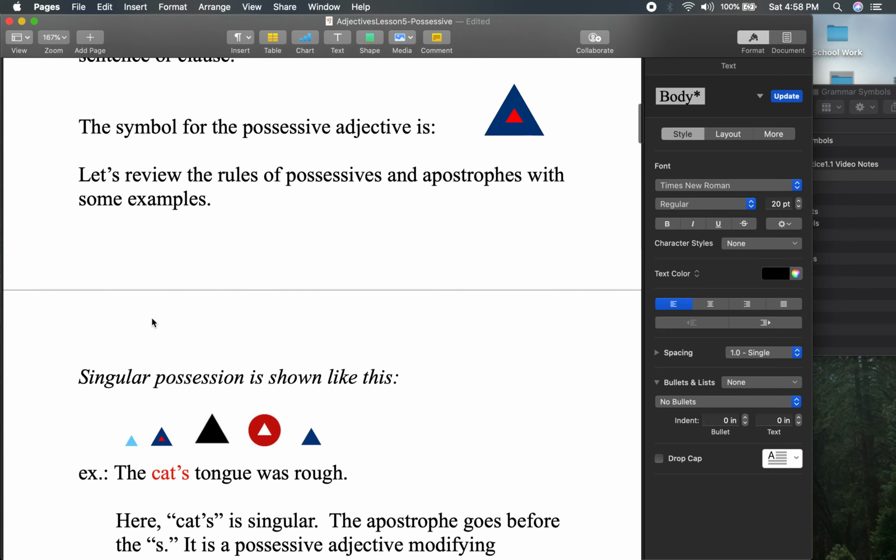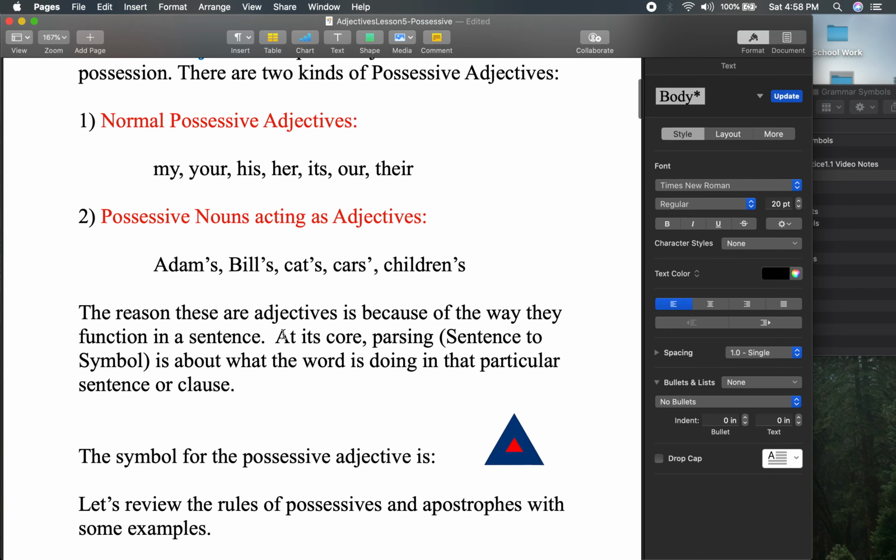The main thing you have to remember is this. At its core, parsing sentence to symbol is about what the word is doing in that particular sentence or clause. So what is it doing in the sentence? Keep that in mind.